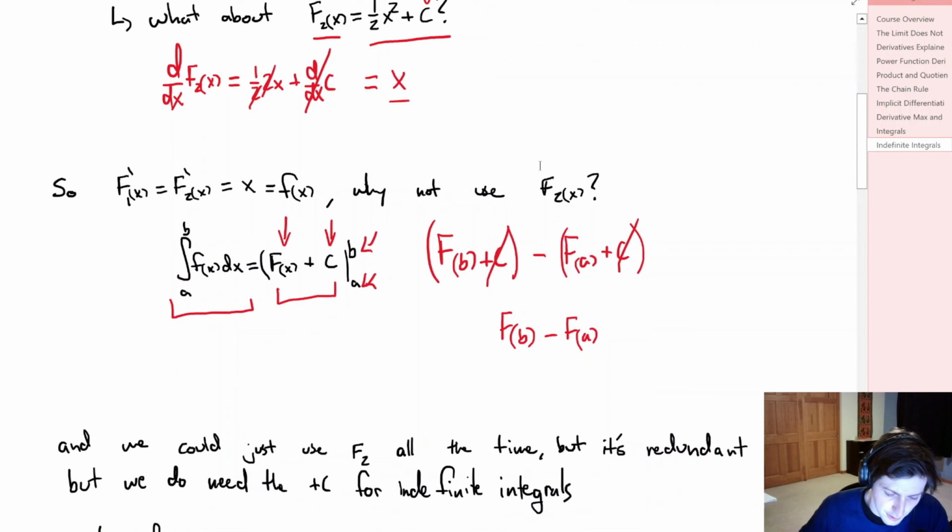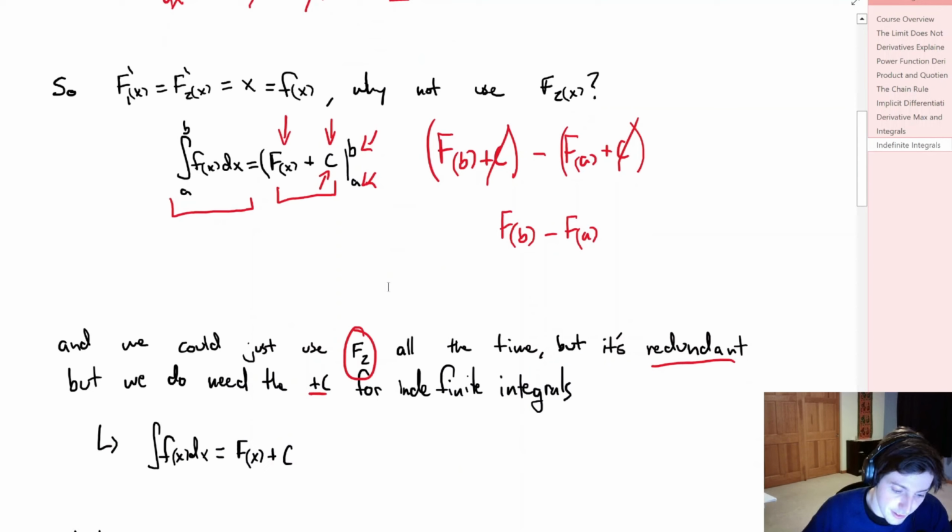And we could actually use this F2 function all the time, but it's a little bit redundant because we know that these constants c are going to cancel out. But now we can get into the purpose of this video where we look at indefinite integrals, and we actually need to include that plus c, because the way that we structure an indefinite integral, we get rid of those limits of integration. And this plus c is very important when you have indefinite integration. If not all the time, then at university, your professor or lecturer will definitely mark points off if you miss this plus c on an indefinite integral.